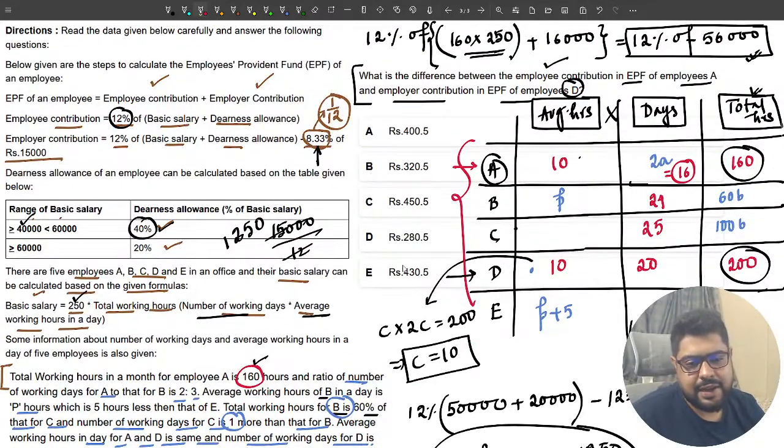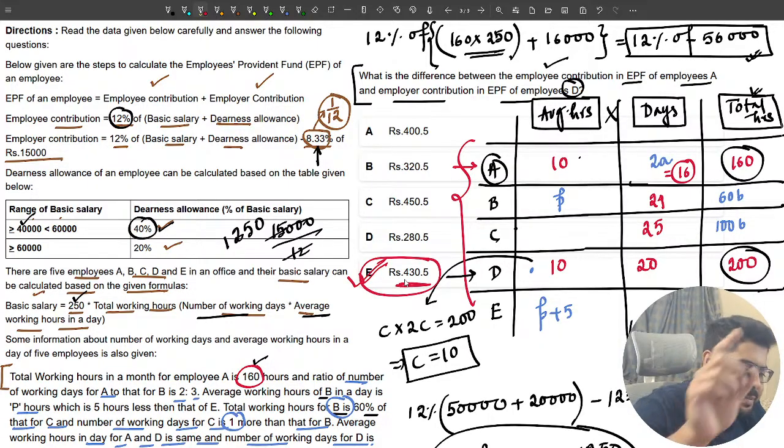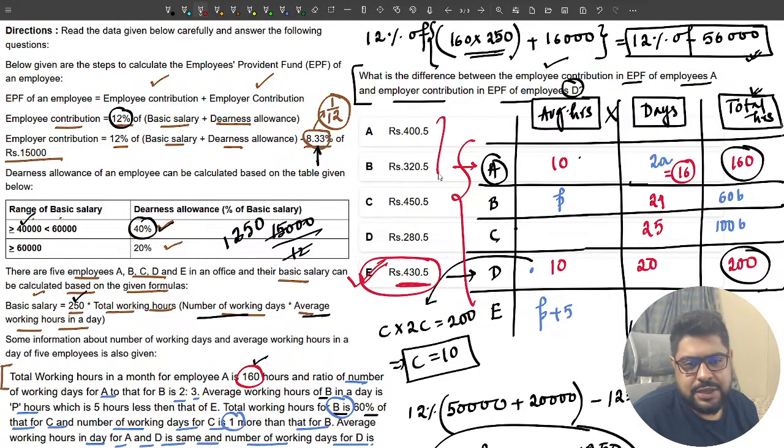0.5 has been kept. So 430.5 will be the answer. Let me say, there is a problem. The options are not correct. The options are a bit wrong, sir.